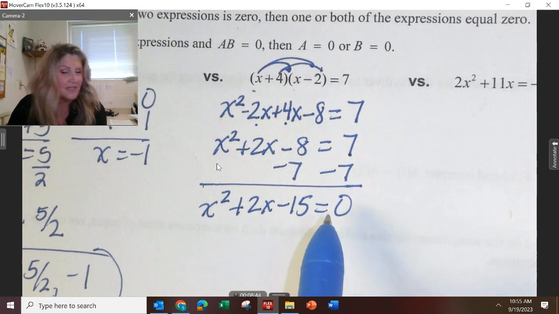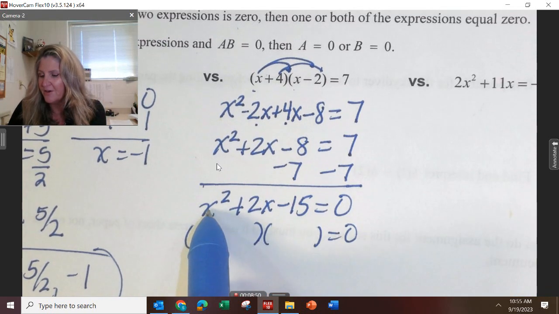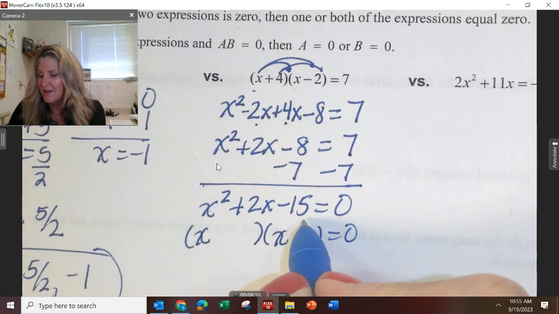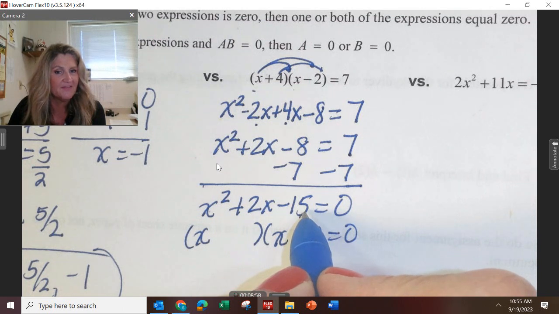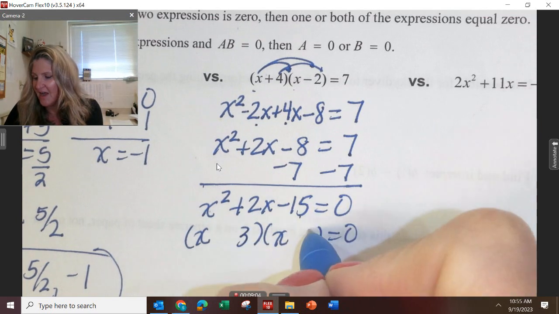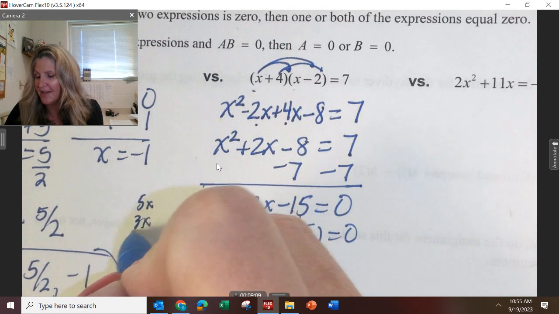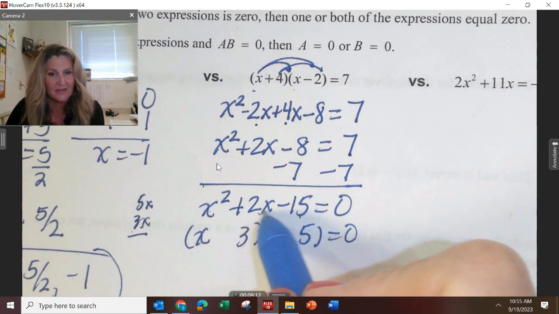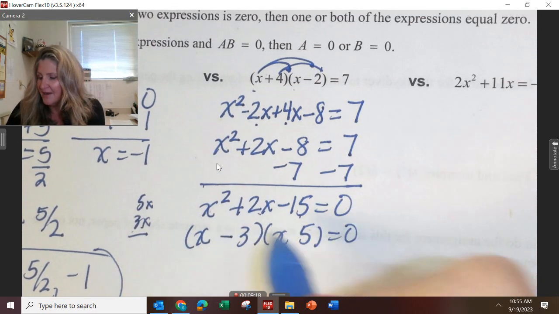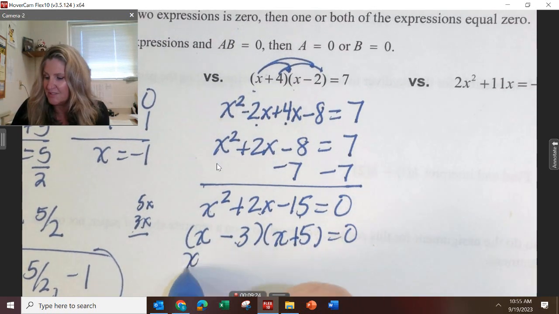Now I have it set equal to 0, so now I can set up double parentheses. I look here first. What times what gives us x squared? X times x. Now I look here. What numbers multiply to be 15 and subtract to be 2? 3 and 5. And when I check my outers, I get 5x. When I check my inners, I get 3x. And I need to get a +2x. So what do the signs need to be for that to happen? Right, -3, +5.